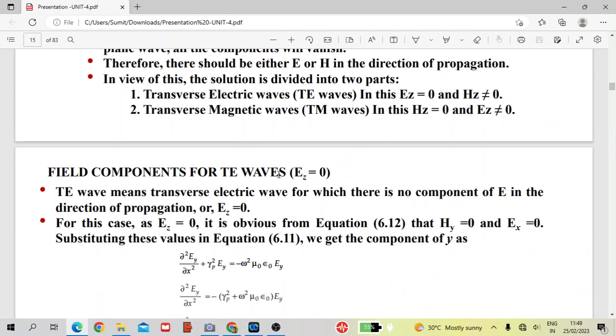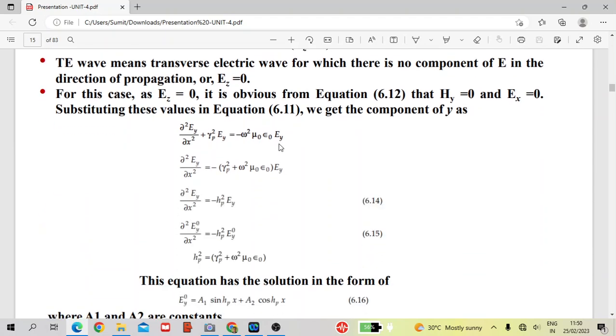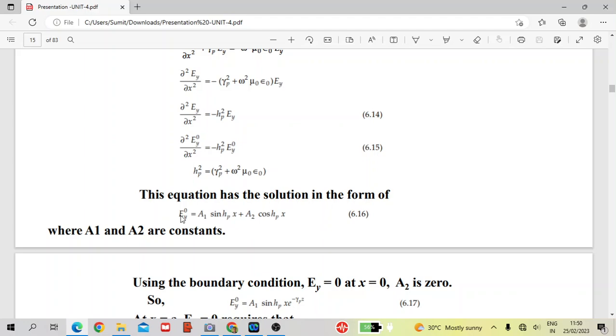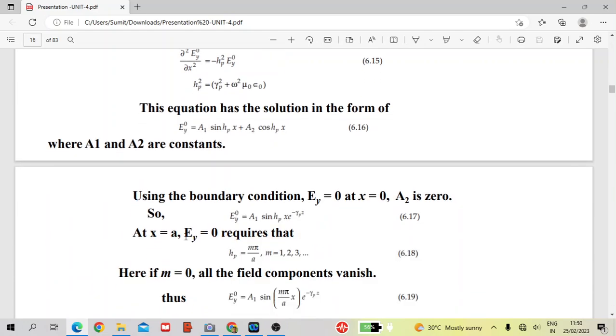Field components for TE waves, when Ez is 0. Transverse electric means no component of E along the z direction, that is why Ez is 0. Now we substitute Ez 0 in the above equations, then we get, for a TE wave where Ez is 0, that Hy and Ex are 0 in this equation. Substituting these values in this, we get other components in this way, and they can have a general solution in this form, where A1 and A2 are constants.